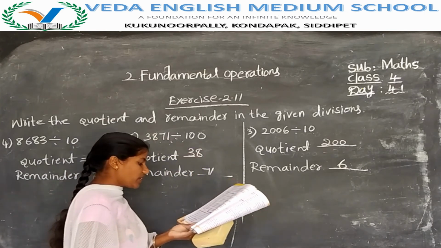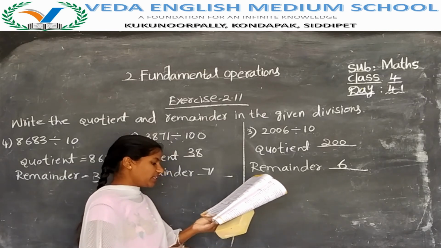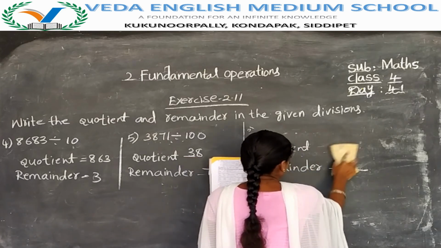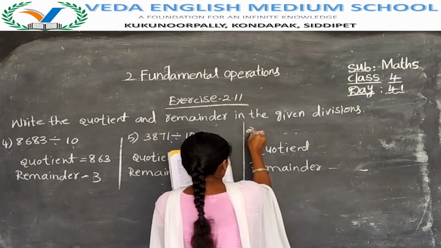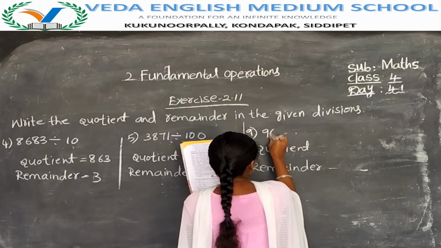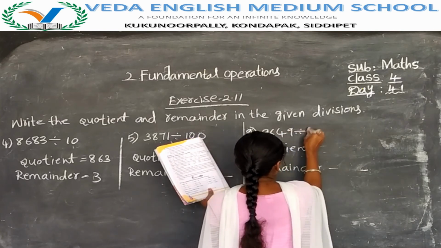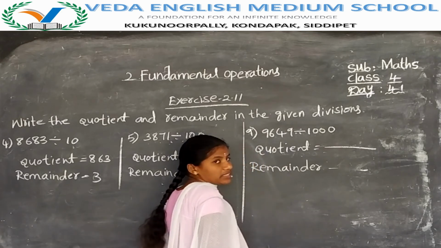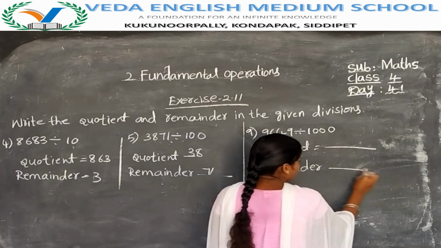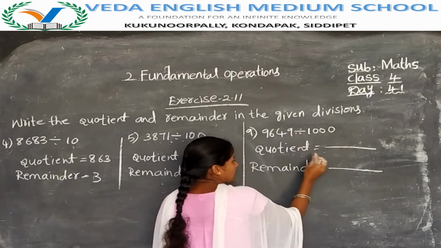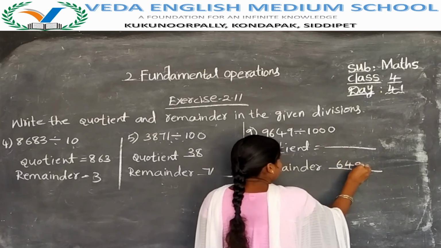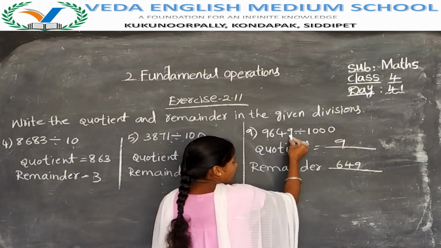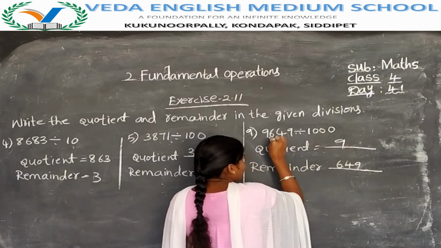Next, sixth one is same like fifth one, seventh one, eighth one, ninth one. I will explain ninth one. Next, ninth question is 9649 divided by 1000. How many zeros are in the 1000? In 1000 we have 3 zeros. So from right side, first 3 digits are remainder and the remaining digits are quotient. So first 3 digits are 649. 649 is remainder. Quotient is 9.